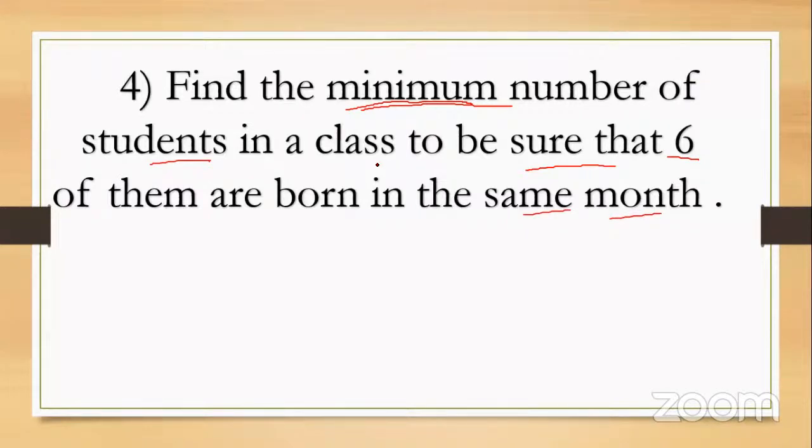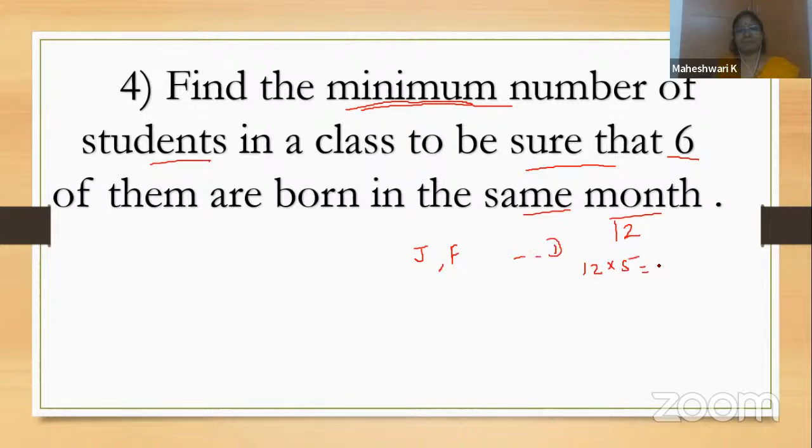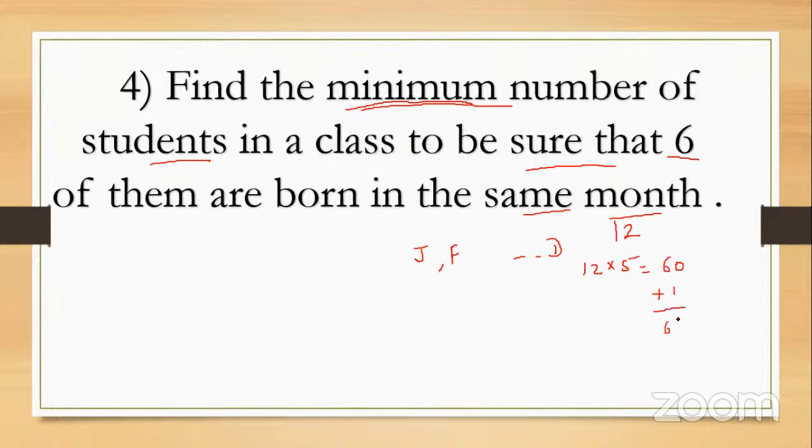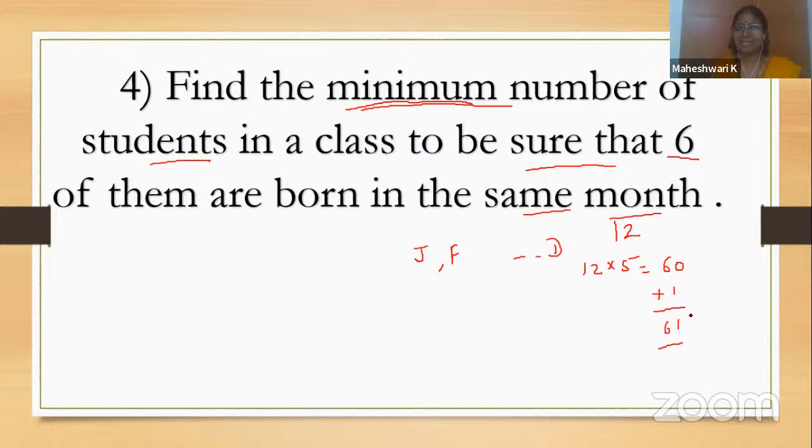So we have 12 months. Suppose we have 5 people in January, 5 people in February, like that. All the 12 months have 5 people, so altogether it will be 60 people. If we have one more person, there will be 6 people in the same month. Fine, so 61. Anybody would like to add on to it or any other way you can arrive at it? Do you get a minimum number less than this, or do you all agree that 61 is the minimum?